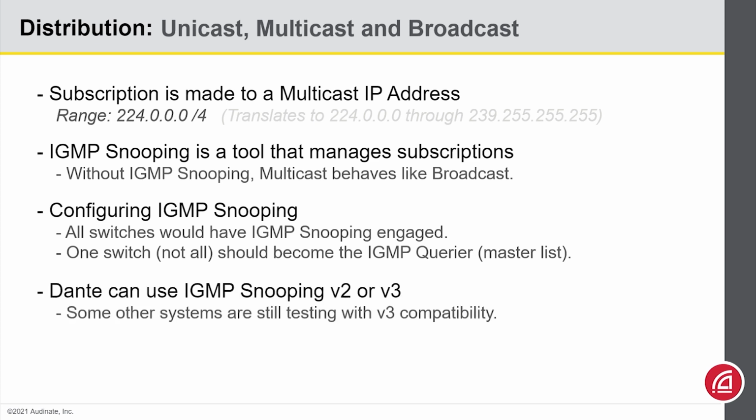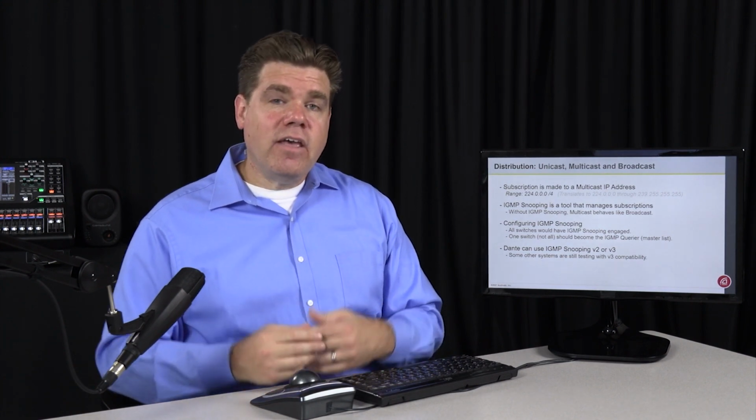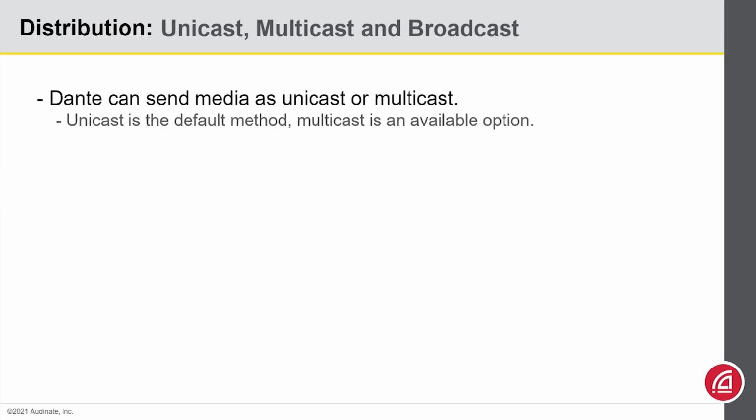Finally, it's helpful to know that IGMP snooping comes in multiple versions. Dante devices support IGMP snooping version 2 or version 3. So, if you're on a network that has the latest, you're in great shape. If you're sharing a network with another system that only supports IGMP snooping version 2, no problem, we can accommodate that as well.